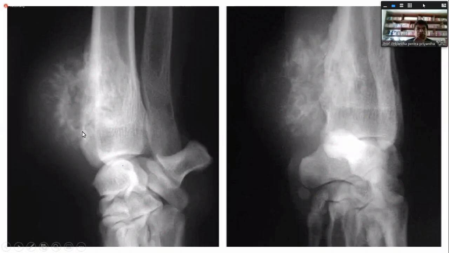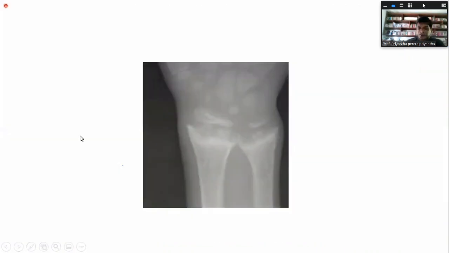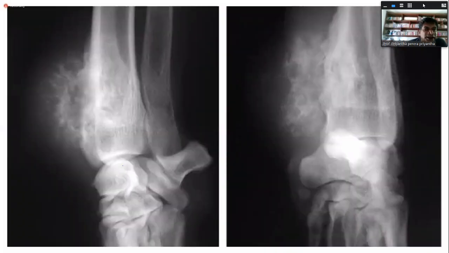It's sort of called sun ray spiculations. Codman triangle is there actually between the periosteum and the bone formation, right?